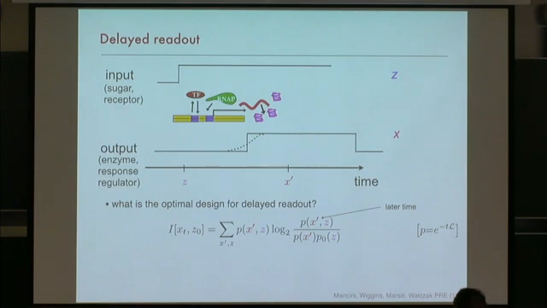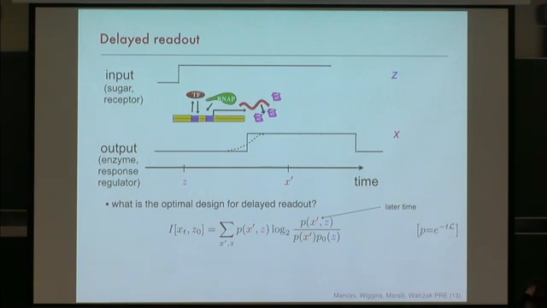actually, how should I do this? We were interested in asking what kind of network is good for making a delayed readout. So if you have some input, say some sugar or some input to a receptor in a two-state signaling system, and you have an output, but you make the readout of this output at a later time, what is the kind of network that best optimizes the information between the input at a given time here and the output at a later time?